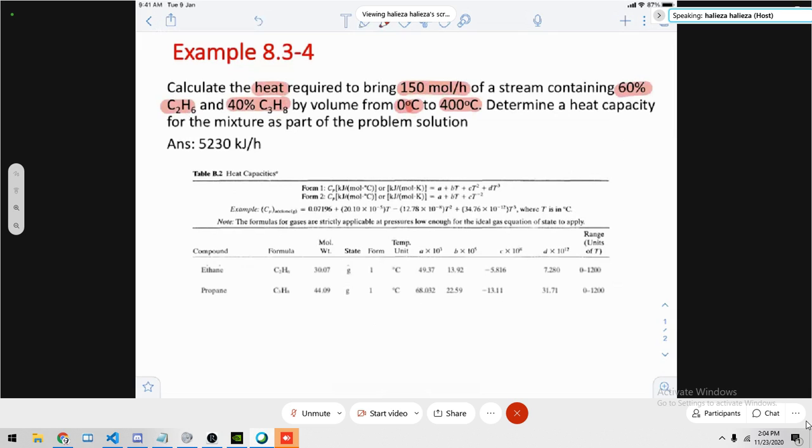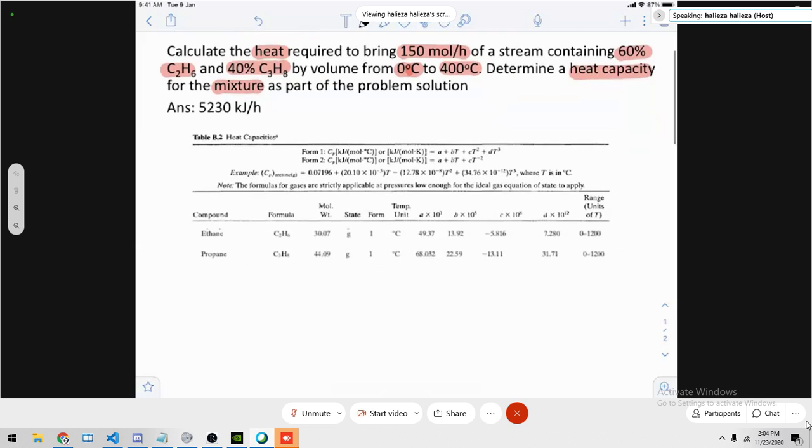In order to solve this problem, this question requires you to get the heat capacity of the mixture. So that's using the equation that I just mentioned. But I'm going to solve it differently from the textbook so that we can see whether we're going to get the same answer or whether it's going to be different. Okay, so let's handle this. Let's draw the diagram first.